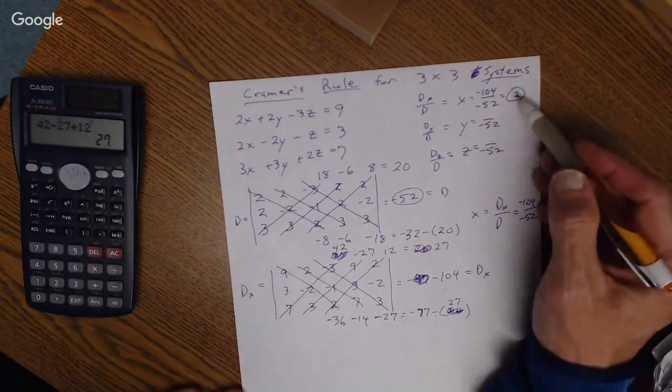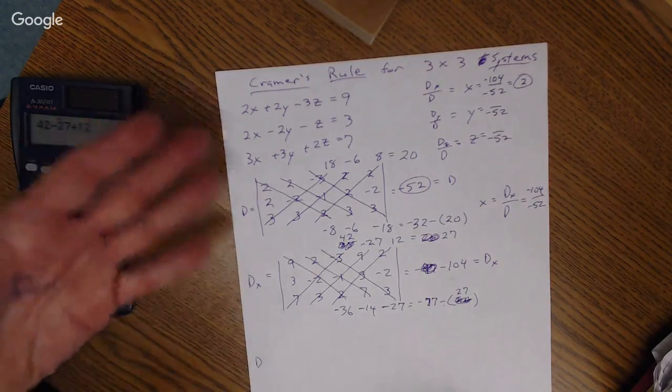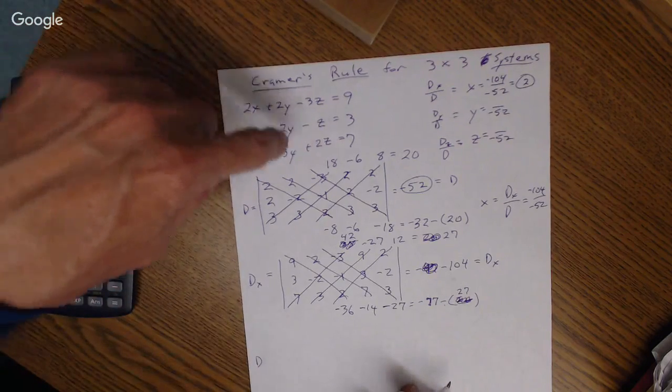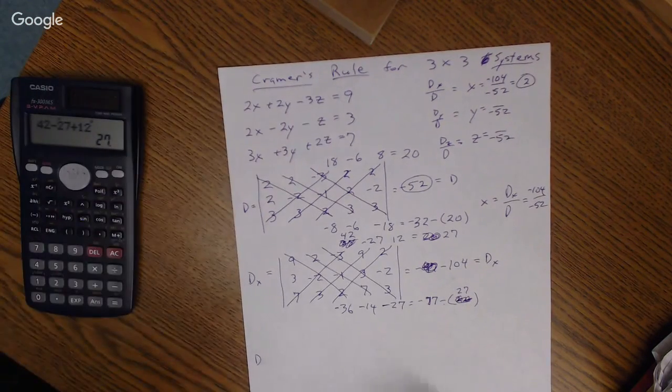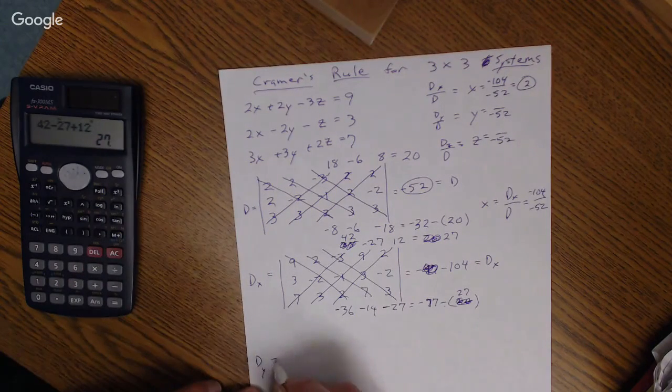So now we know x. Let's go down and figure out what y is. And you could do z if you wanted. You don't have to do it in this order. You could do z and then x, or y and then z. You can do any order you want. I usually do dx then dy, but you don't have to.